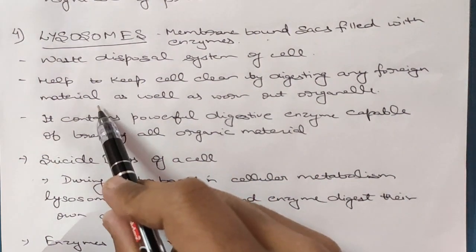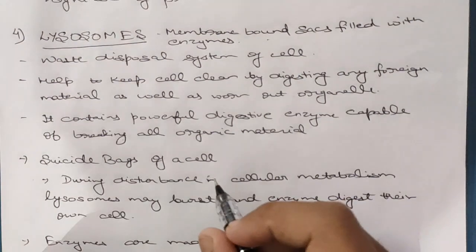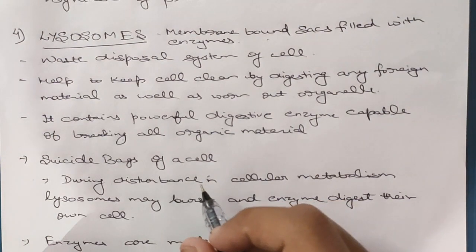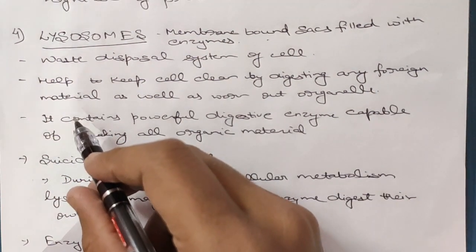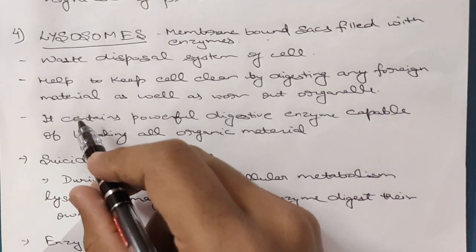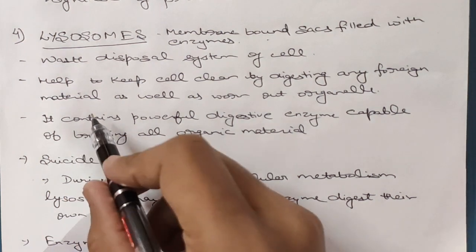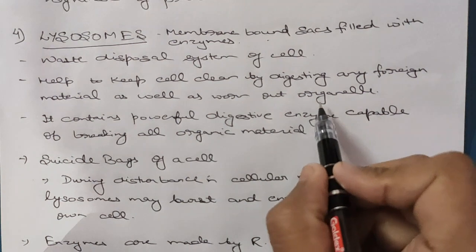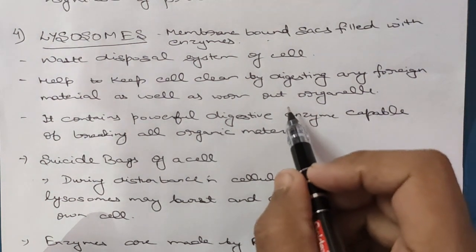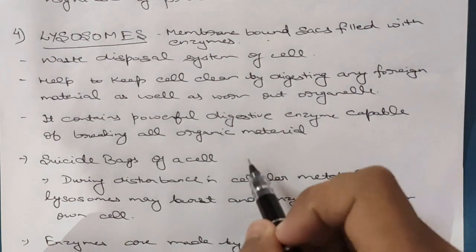See, what can be the foreign material? Anything. A bacterium can be a foreign material which can infect the cell, or anything that is dangerous or harmful for the cell. The cell can recognize that this is not beneficial for it, so it will be digested by the lysosomes. And as well as the worn out organelles. I told you, if an organelle gets old or damaged, then it is also digested by the lysosomes.